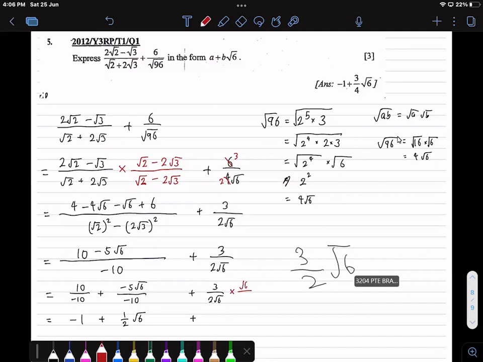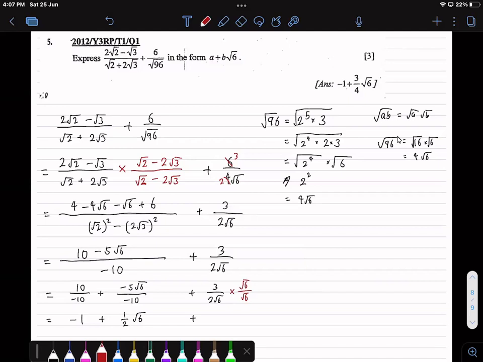Yes, correct. Hey, wait a minute. No, root 6 times root 6 gives you a 6. 6 times 2 is? 12. Then there's a 3 on top. You can cancel off. Okay, I write down first.